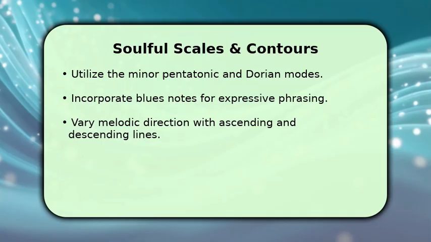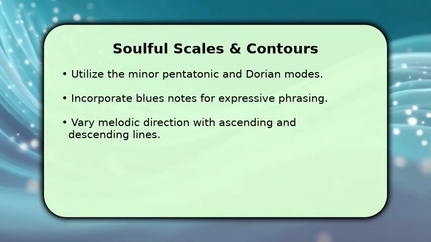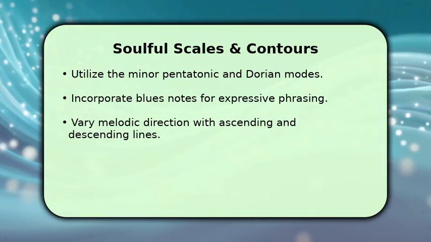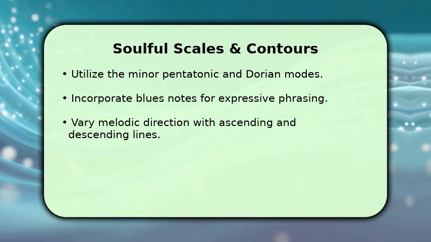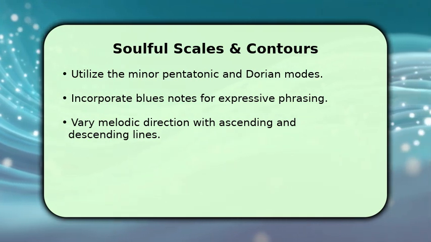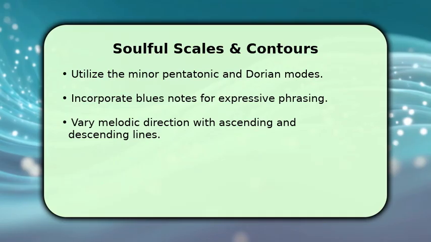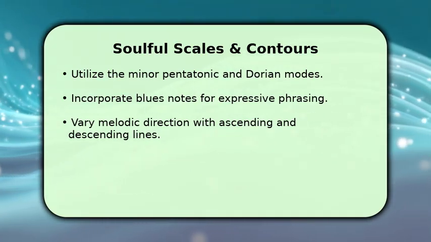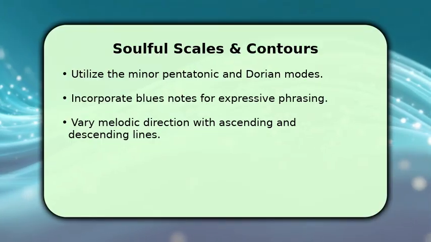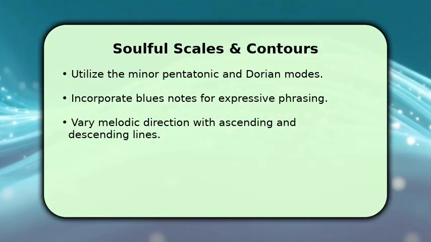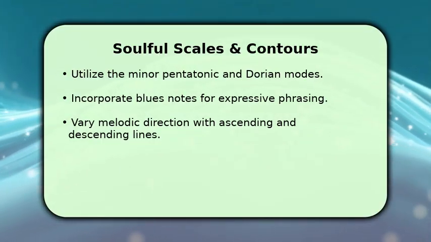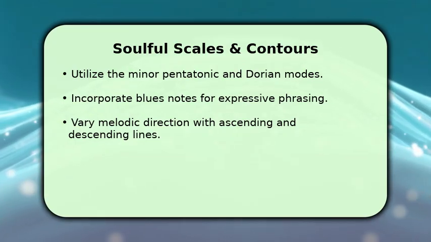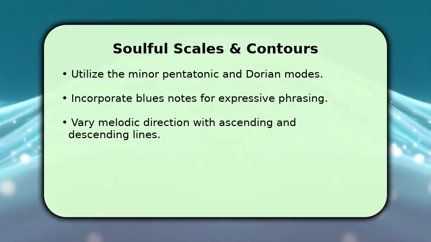For that soulful, groovy sound, consider using the minor pentatonic scale or the Dorian mode. These scales naturally lend themselves to expressive melodies. Don't forget to sprinkle in some blues notes like the flat 5th to add a touch of grit and emotion. Varying your melodic contour, moving from low to high and back again, keeps the listener interested and adds a beautiful sense of flow to your musical phrases.